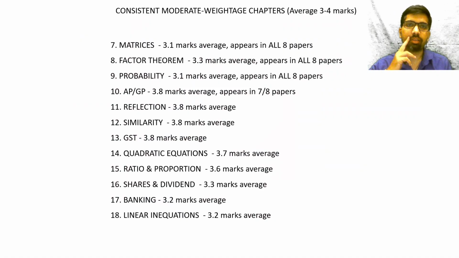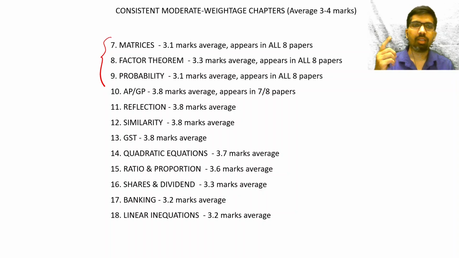The next part is the consistent moderate weighted chapters. Most of the remaining questions are from these chapters. Which are the most occurring chapters? The first three. Matrices. In matrices, you should know how to multiply. Multiplication is the main thing. Then you have add and subtract. So first do the basic questions, add and subtract, then go for multiplication. Factor theorem, they ask one or two questions every year. This is very easy. And most important is probability. All these chapters are asked in all the eight papers. So first go for these chapters.